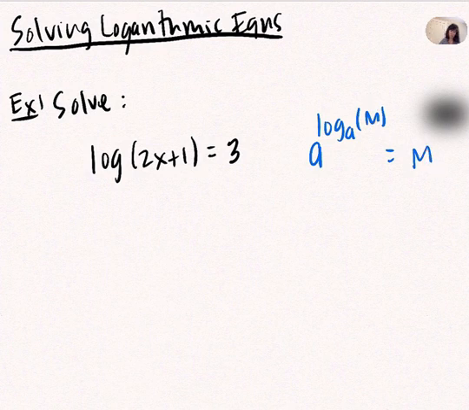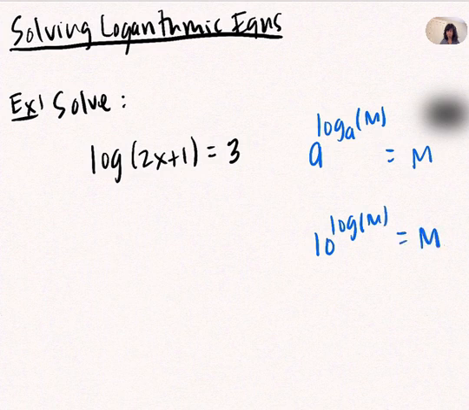Now in this case, we're working with a log base 10, and so you would see this property written as 10 to the log of m equals m, where I don't actually write the base of 10 right here because it's a log base 10. How do we take advantage of this? Well, I can actually make this log go away using this property.